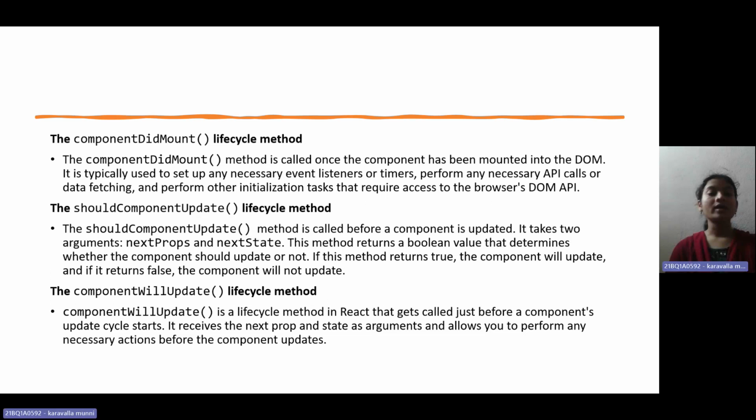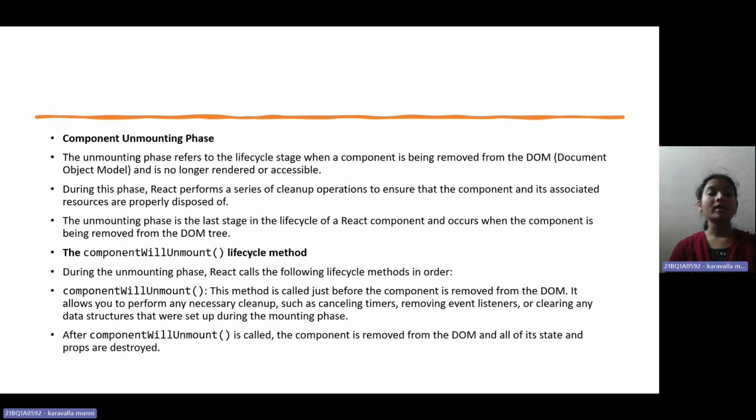The component unmounting phase refers to the stage when a component is being removed from the document object model and is no longer rendered or accessible. During this phase, React performs a series of cleanup operations to ensure that the component and its associated resources or properties are disposed of. The unmounting phase is the last stage in the life cycle of a React component, and occurs when the component is being removed from the document object model tree.